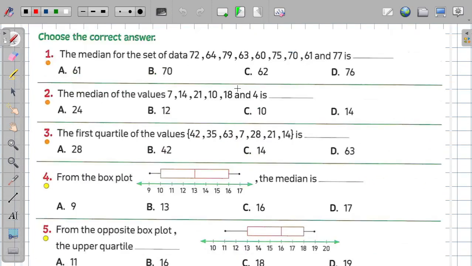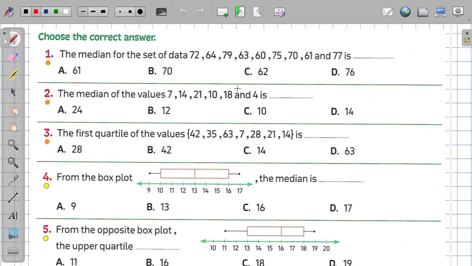Next, we have some multi-choice questions. The first one here, he said the median for the dataset 72, 64, 79, 63, 60, 75, 70, 61, 77 is what? So we need to arrange them first.